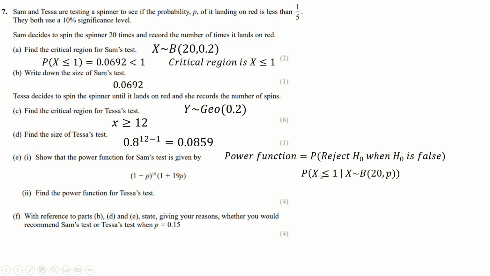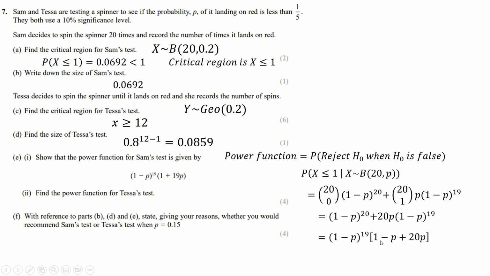This is the probability that x is either 0 or 1. So here's the probability x is 0: 20 choose 0 into 1 minus p, because we don't ever want p to happen. We want the other thing to happen. So 1 minus p to the power 20, plus, and then you want 1 p event to happen. So that's 20 choose 1, p times 1 minus p to the 19. Of course, 20 choose 0 is 1, 20 choose 1 is 20. You can factorize out 1 minus p to the power 19, which leaves behind 1 minus p to the power 1, which is just 1 minus p, plus these 20p's here, and you get what they wanted you to get.